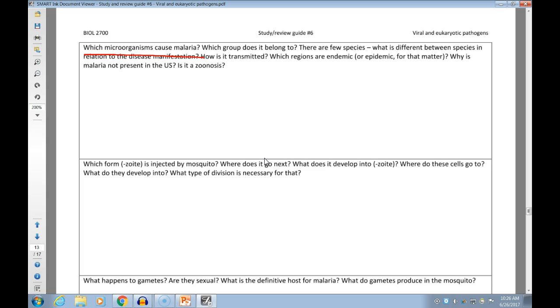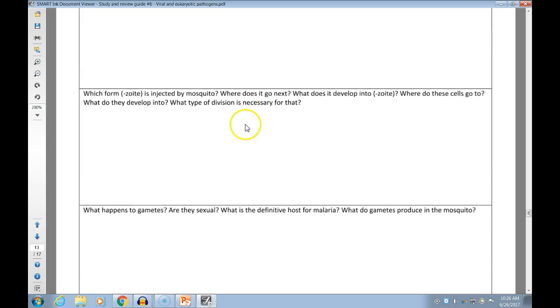Malaria. I don't care about species, but I do care about genus, so Plasmodium, Apicomplexa. This is the question that we answered today. I told you to focus on that. Differences in disease symptoms are determined by differences in life cycles between different species. Transmission by mosquitoes, endemic regions: South America, Africa, Southeast Asia. It's not zoonotic. It's not present in the US because we live inside. There's no transmission between humans.